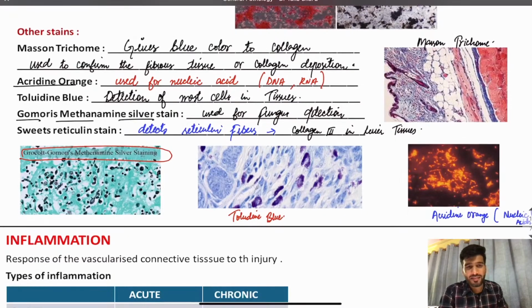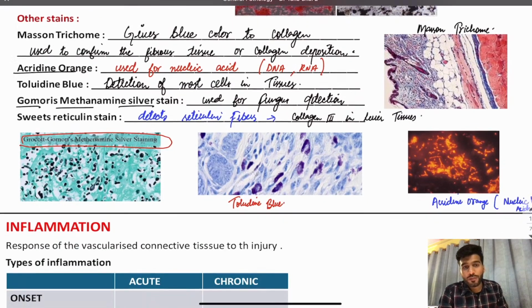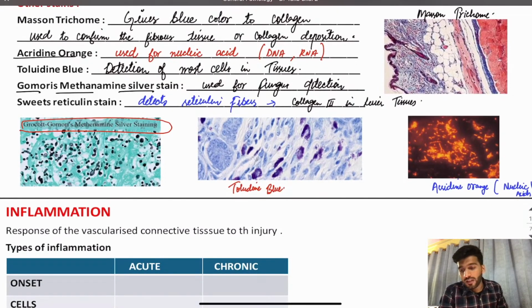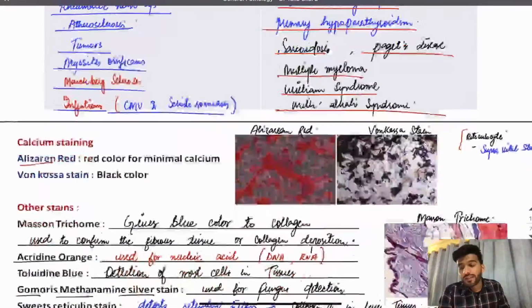The other stains, guys: Masson trichrome for collagen, acridine orange for nucleic acids, toluidine blue for mast cells, Gomori methenamine silver for fungal infections, and lastly silver for reticulin fibers, collagen 3. So this was all about the chapter cell injury.